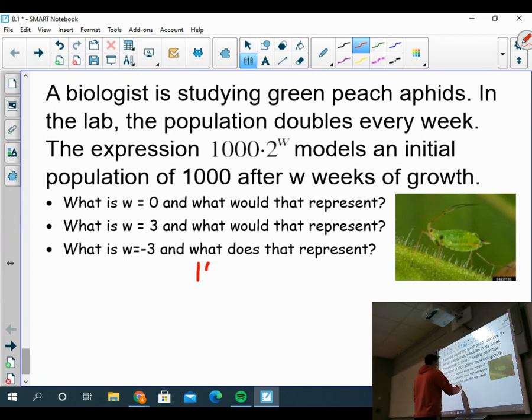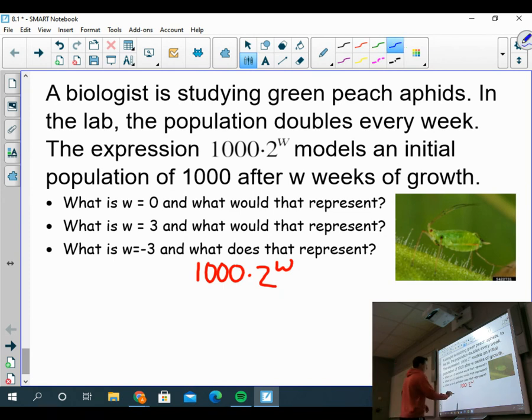Well, first let's look at our algebraic expression and what's going on here. They tell us 1,000 times 2 to the w models an initial population of 1,000 after w weeks of growth. Really what this function is looking at is the population doubling every week. So we can imagine at this moment in time, here today, we have 1,000 green peach aphids, and they are going to double every single week. The expression 1,000 times 2 to the w models this, starting with 1,000 and w weeks of growth.